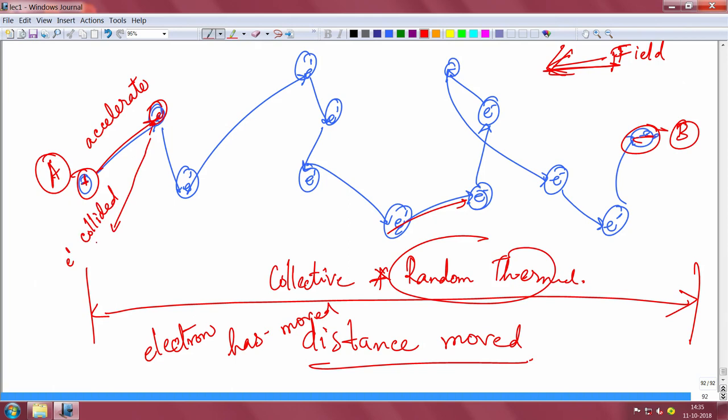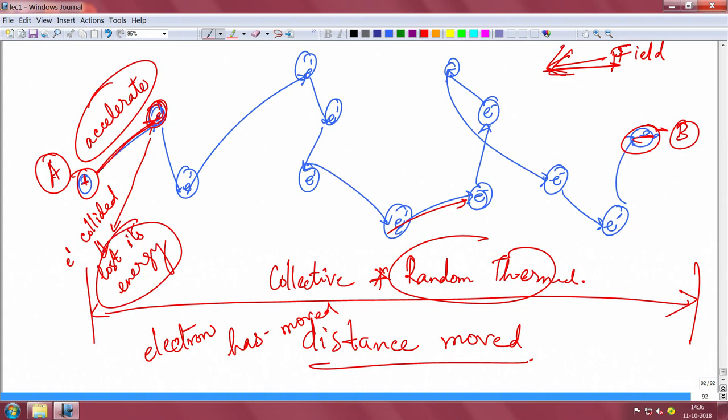The moment it has collided with a phonon, a vibrating atom, or an ionized impurity, the electron has lost the energy that it gained from the field. See, the moment the electron accelerates, it is gaining energy, and the moment it collides with something else, it loses the energy that it gained through acceleration from the field. Remember, this all happens because there is a field. It loses it and comes back to its random thermal energy.